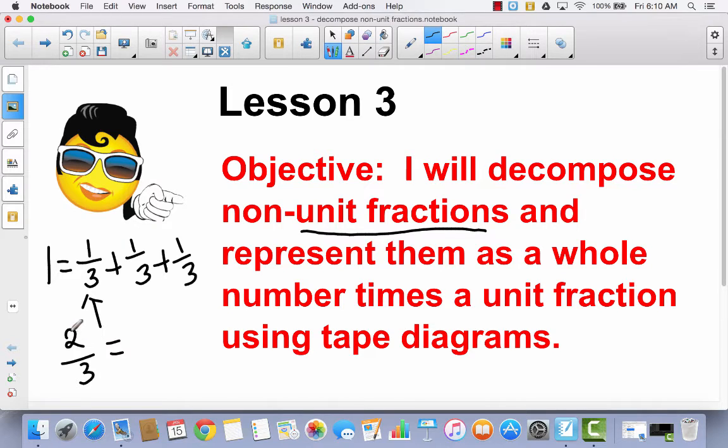So we're going to talk about how, instead of writing 2/3 equals 1/3 plus 1/3, we can make this a whole number times a unit fraction. And we're going to get into that in just a second.